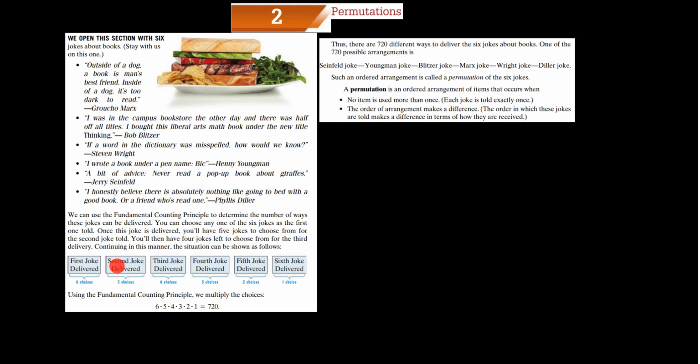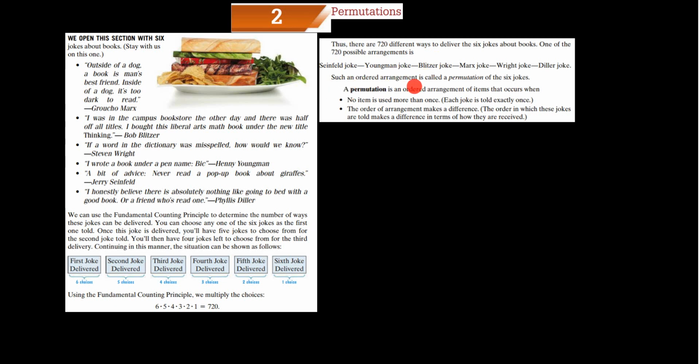And of course, we can see here, for our first joke, we have 6 choices. And then for our second joke, since we already said one of them, we now have 5 choices. For our third joke, since we said 2 of them, we now have 4 choices. And then we can see what happens here: 6 times 5 times 4 times 3 times 2 times 1, which is equal to 720. So there are 720 different ways to deliver the 6 jokes about books.